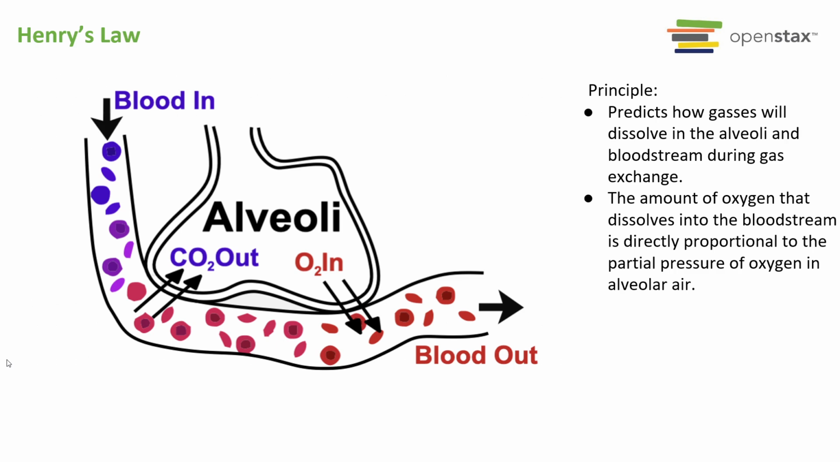So Henry's law speaks to the partial pressures of the gases, and gases once again diffuse from higher concentrations to lower concentrations. Henry's law predicts how gases will dissolve in the alveoli and bloodstream during gas exchange. In particular, the amount of oxygen that dissolves into the bloodstream will be directly proportional to the partial pressure of oxygen in the alveolar air.